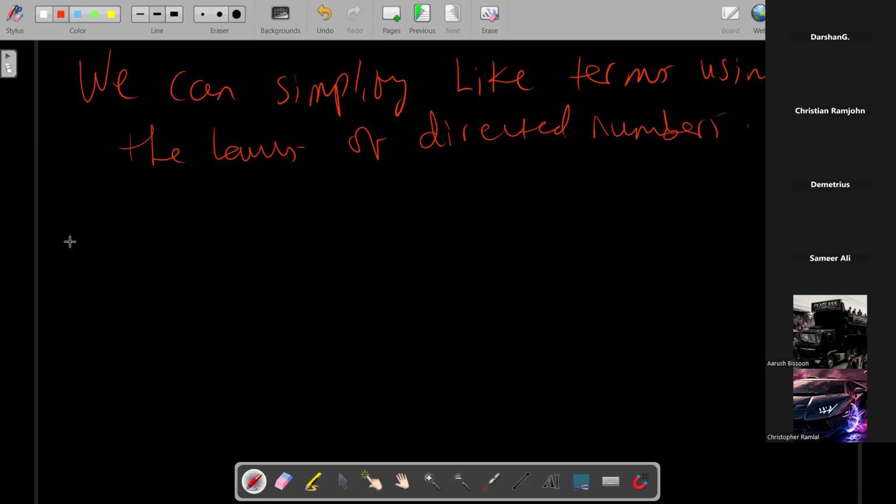And what are the laws of directed numbers? Same signs, add and keep the same sign. Different signs, subtract and keep the sign of the bigger term, the heavier term. So let me give an example now.